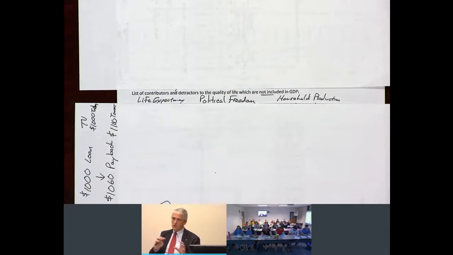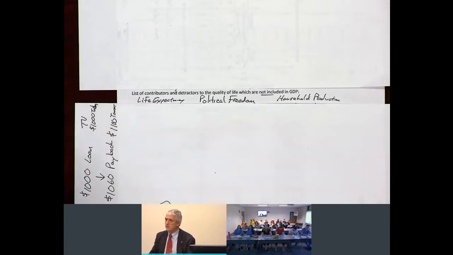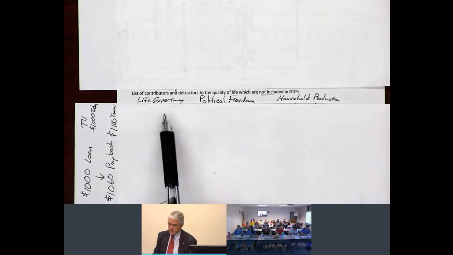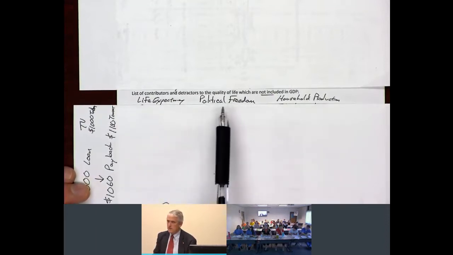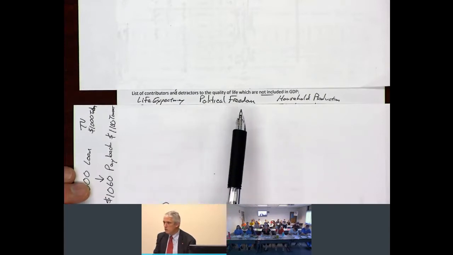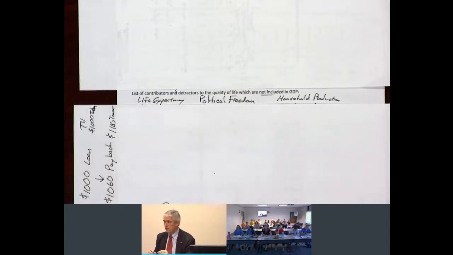But you're looking at one thing that's an indicator, and when you fill out this part of it, I want you to consider that there are many things contributing or detracting from your quality of life that are not measured by the GDP. Three of them are life expectancy, political freedom, and household production. I dare say that political freedom might only contribute to your quality of life a little bit, but the lack of political freedom would detract from your quality of life significantly.